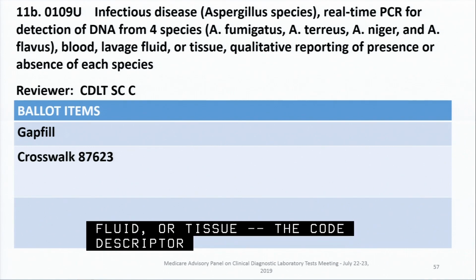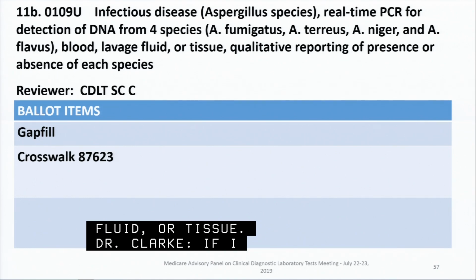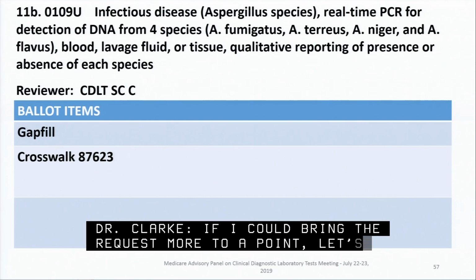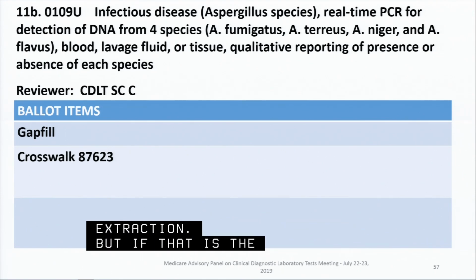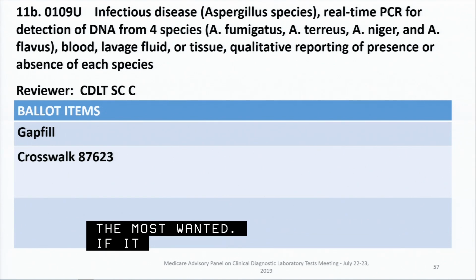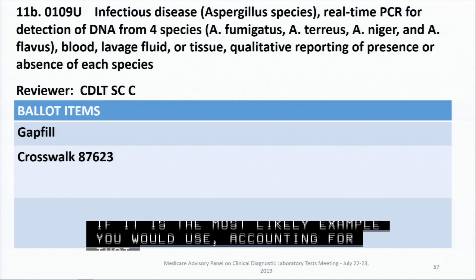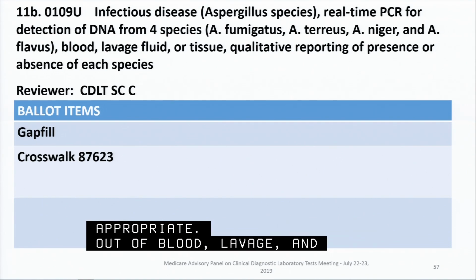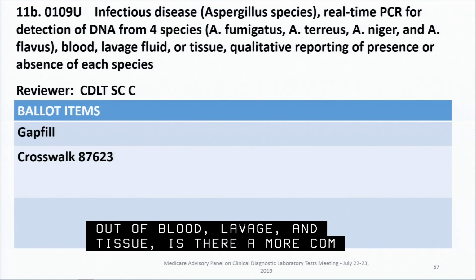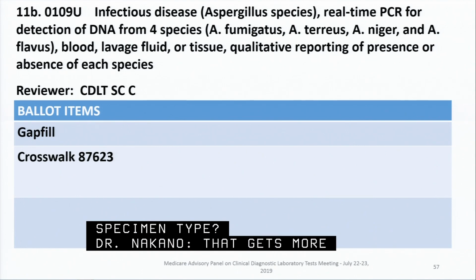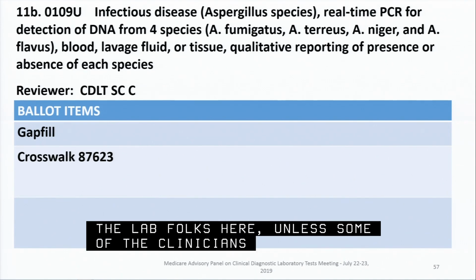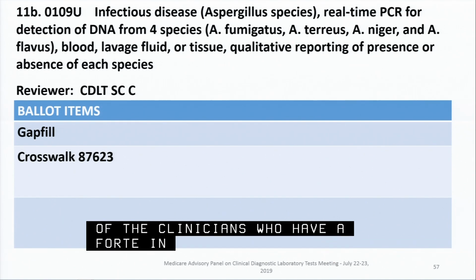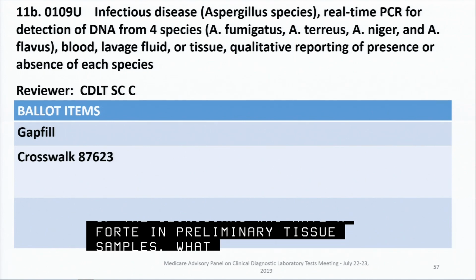Well, if I can clarify, maybe to bring the request to more of a point. Let's say you increase the reimbursement because of the complex tissue extraction, but if that's the least likely sample that you would use, then maybe that's not warranted. But if it's the most likely sample you would use, then accounting for that additional effort would be appropriate. So out of blood, lavage, and tissue, is there a more common specimen type? That gets along the lines in the CPT realm of what's typically done for this test. Unfortunately, we do not have the lab folks here, unless some of the clinicians who may have a forte in pulmonary tissue samples can say, what is the more typical sample that is going to be sent to the pathologist? Is it blood, lavage, or lung tissue?